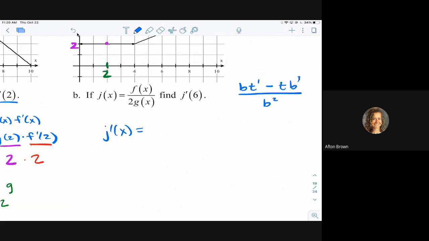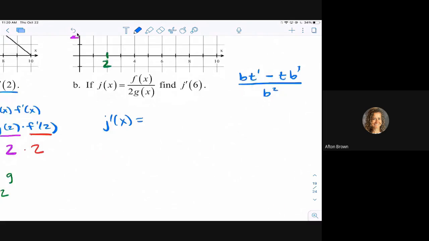Okay, Joe, do you think you can write this out? What will we put in terms of F and G? For the bottom, it will be 2G of X. Good. Times F prime of X. Minus F of X. Good. Times... You guys agree? Is 2 the derivative of the bottom?